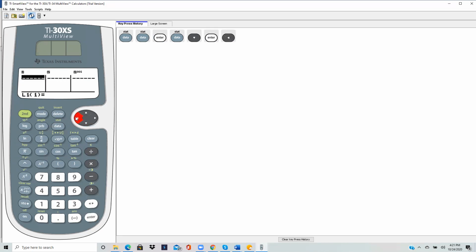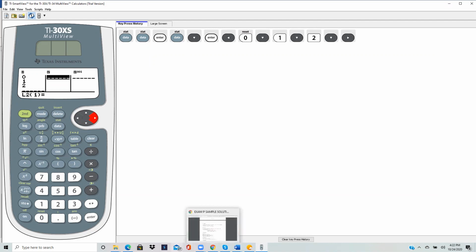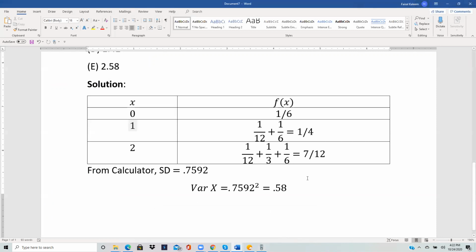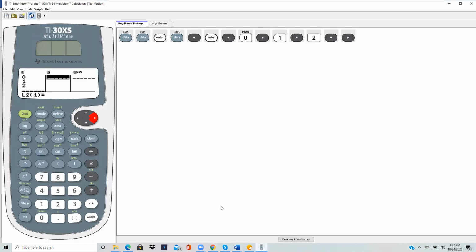So the first column, you remember with the X values, they were 0, 1, 2. So 0, scroll down, 1, scroll down, 2, and we scroll down to make sure that it's entered. Okay, and now we scroll over to the right to enter the probabilities. So the probabilities were 1/6, 1/4, and 7/12.